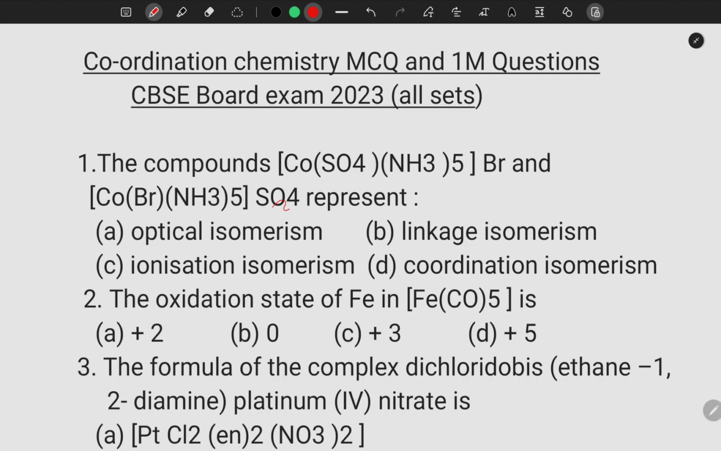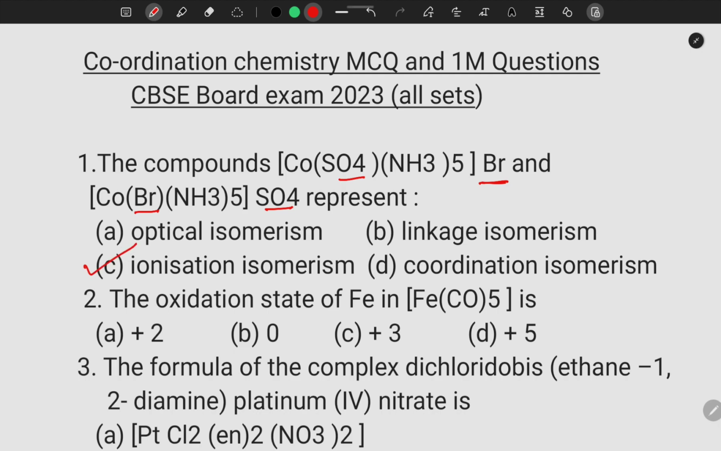Here we can see sulfate and Br get exchanged in the complexes. So the negative ligands get exchanged. So this type of isomerism is known as ionization isomerism. In the first case the bromide ion is outside and in the second case the sulfate ion is outside.